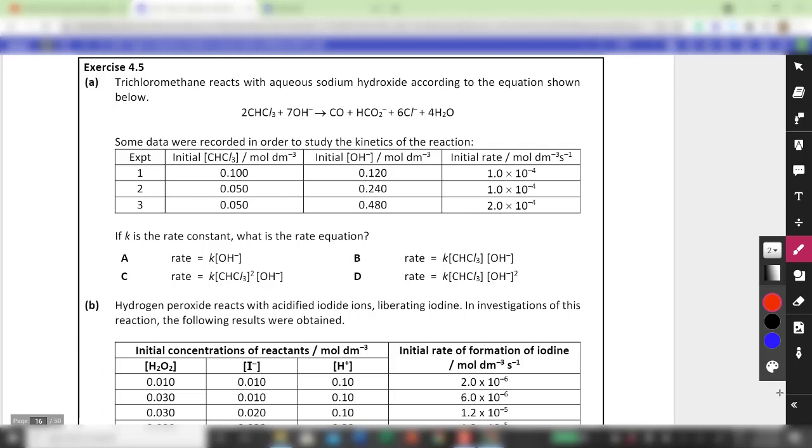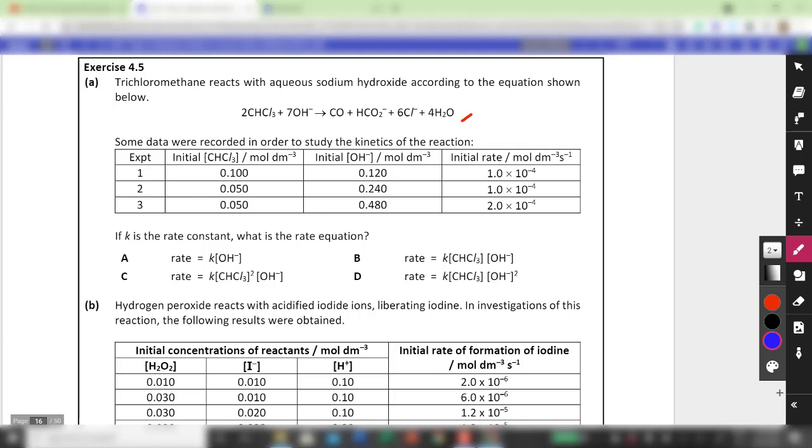Okay, so now we have lecture exercise 4.5. For part A, we have trichloromethane reacting with aqueous sodium hydroxide according to the equation below. This equation is given to you over here, and then some data were recorded. Again, it's the same data. And then after that, they ask you, if k is the rate constant, what is the rate equation?